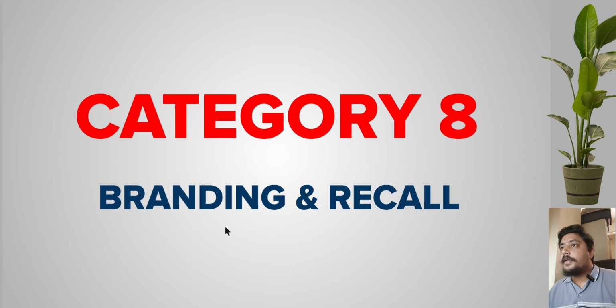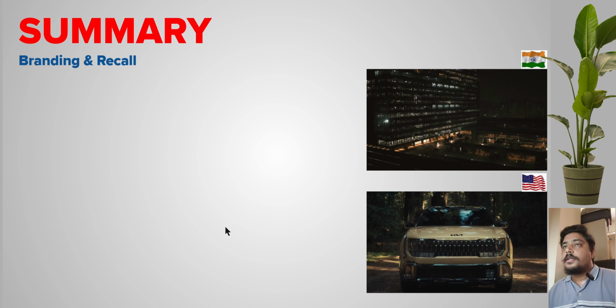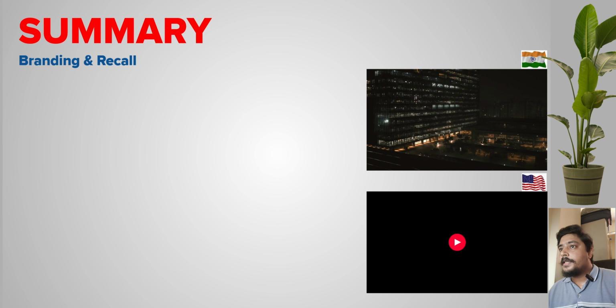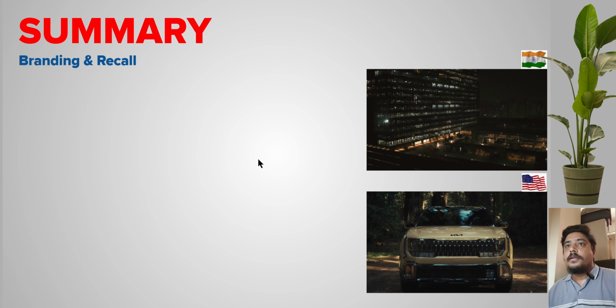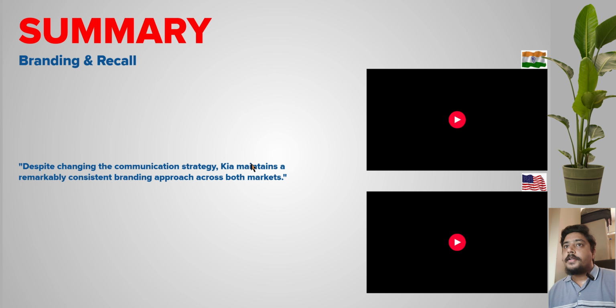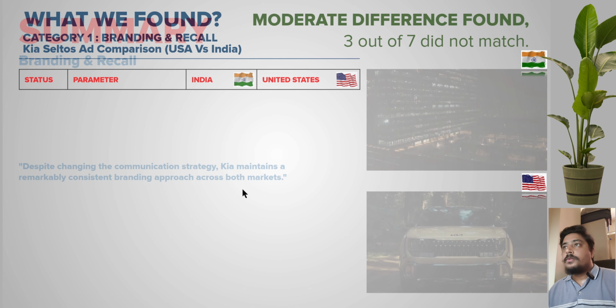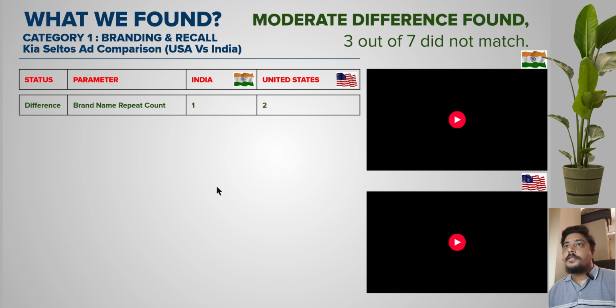So in the branding and recall section, this is the next, eighth category we have. What we see in branding and recall is that, despite changing the communication strategy, Kia maintains a remarkably consistent branding approach across both the markets. So let's see what we have in the parameters here.